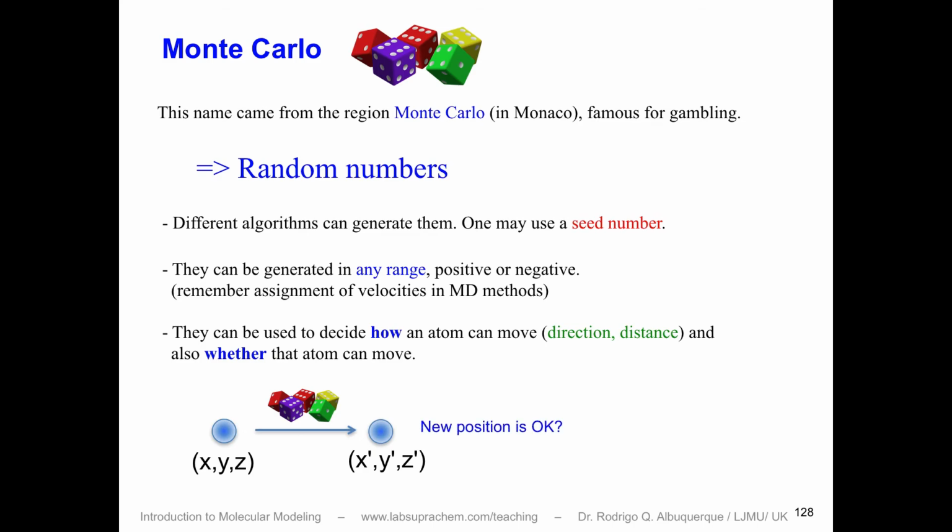So is the new position okay? Is this atom allowed to move and be at this position? We have to throw the dice again, which means we generate random numbers again to answer this question. The answer can be yes or no. In case of no, we discard this new position, go back to the old position, and repeat the process. But if the answer is yes, we keep the new position and generate new positions starting from it.